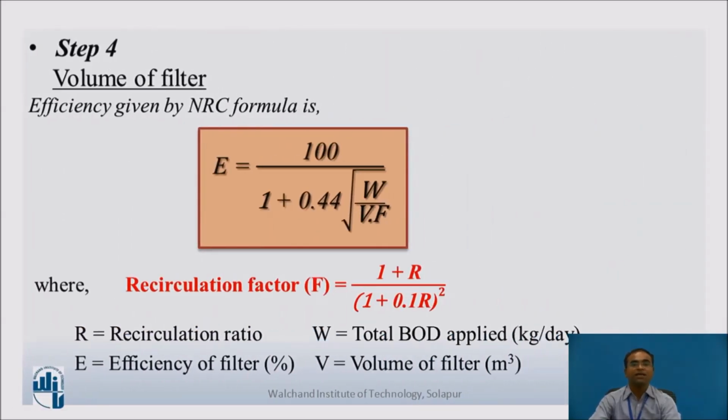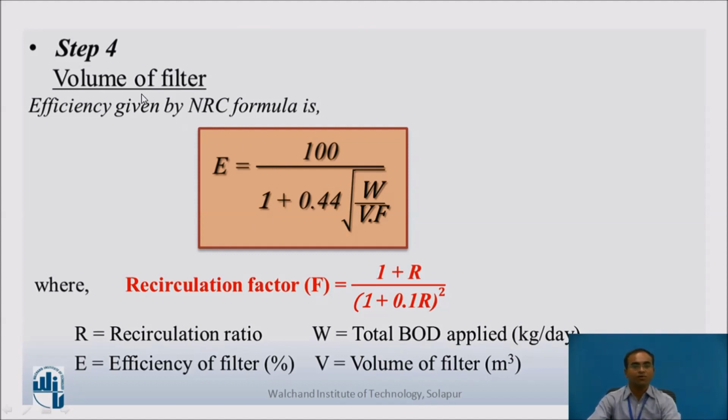So what is the fourth step? How can we calculate the volume of the filter? We know E, our efficiency, and we also know W, the total BOD present in the influent in kg per day. We don't know the volume and we also don't know F. So what is F here? F is the recirculation factor, and it is expressed as (1 plus R) divided by (1 plus 0.1 R) whole square. As we know R, the recirculation ratio, we can calculate the recirculation factor F. Using this NRC formula, we can find the volume of the filter.